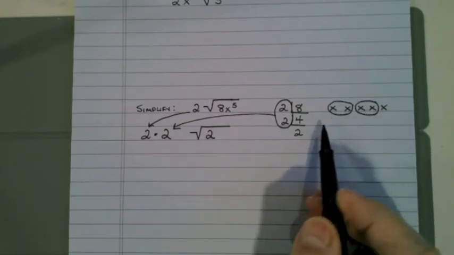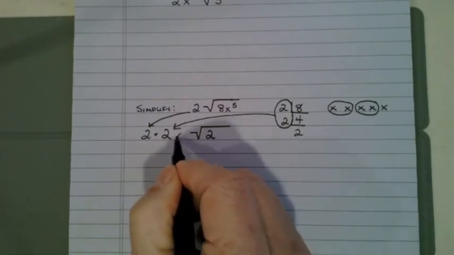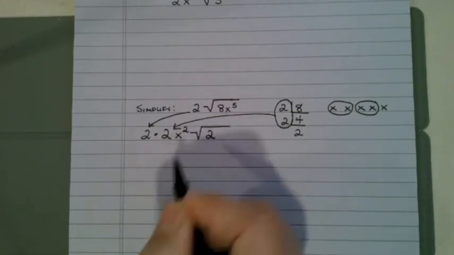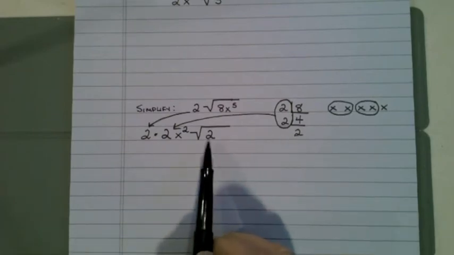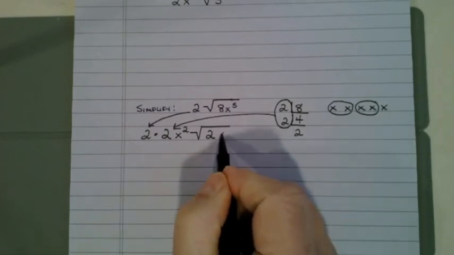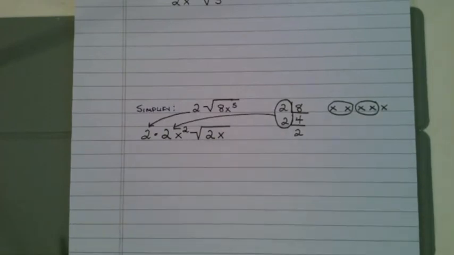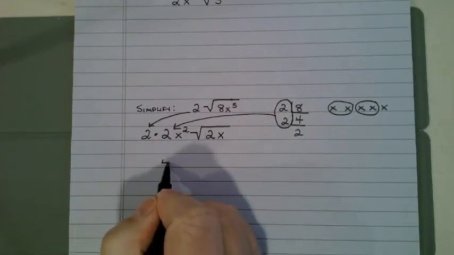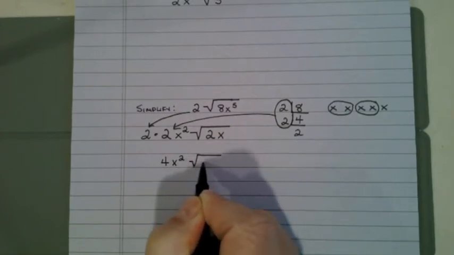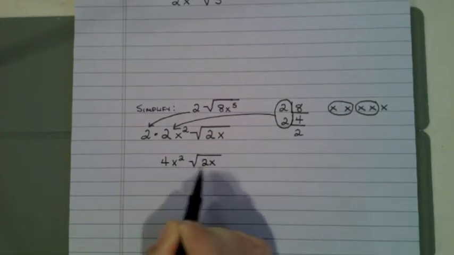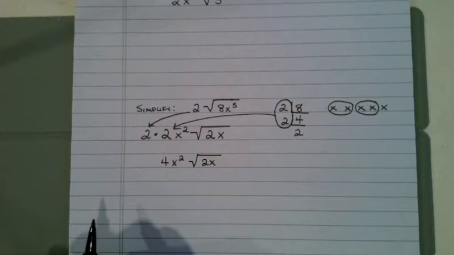So how many x's go on the outside? 2 of them, and how do I denote that? X squared, because they're going to be multiplied together. Notice I had a single 2. It went up under the radical symbol. I have a single x left over. That means it's going to be left over up under the radical symbol. I multiply these on the outside together. This is what this problem looks like once it's simplified.